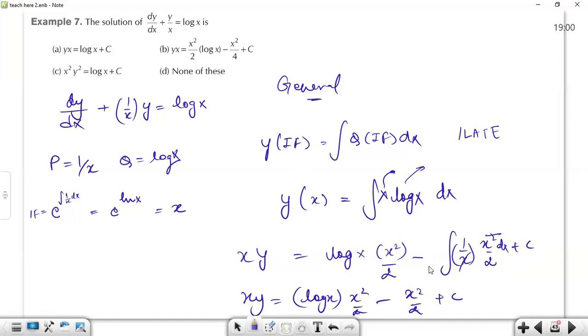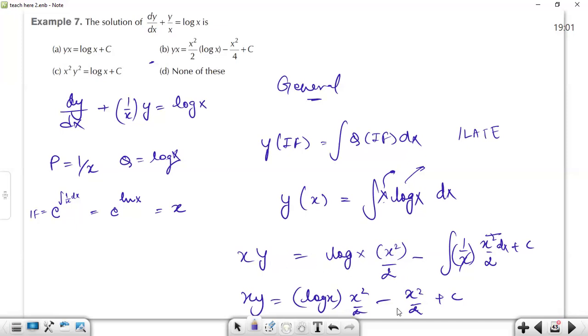Is it matching with option B? It should match with option B, but there's a little mistake in our calculation. There's a 4 missing under x squared. So let's recall our steps. Integration of x log x minus integration of the derivative of this. The derivative of logarithm of x is 1 over x, and integration of x will be x squared by 2. That's completely correct.